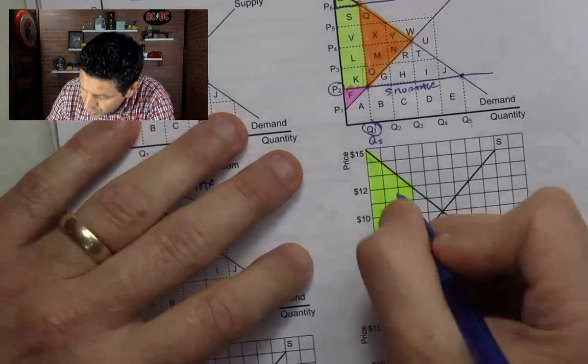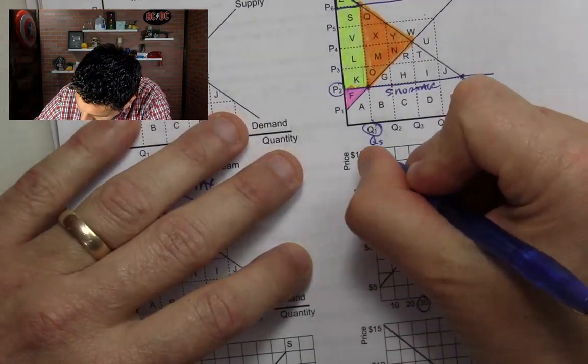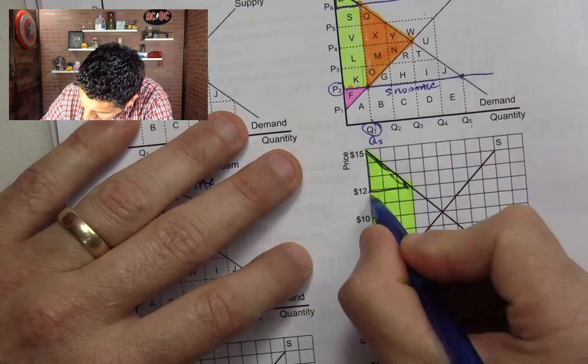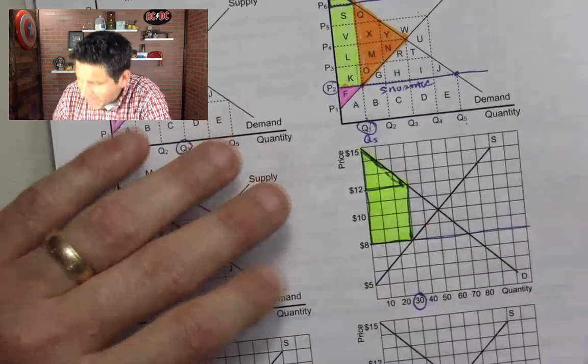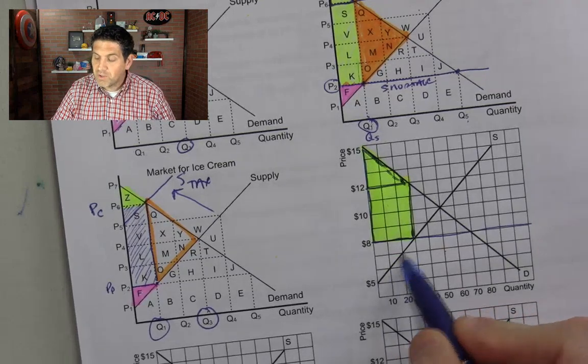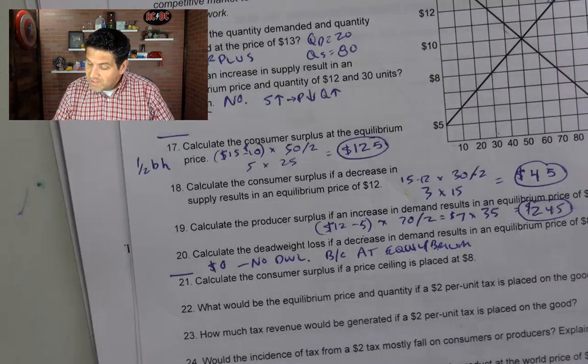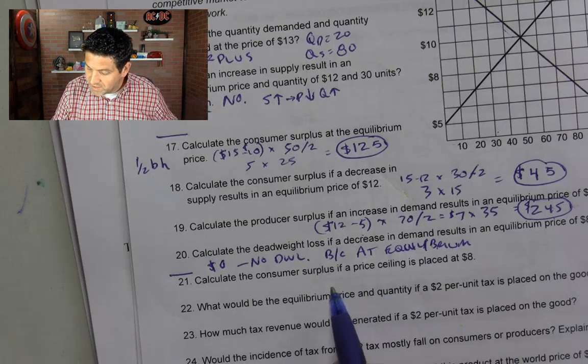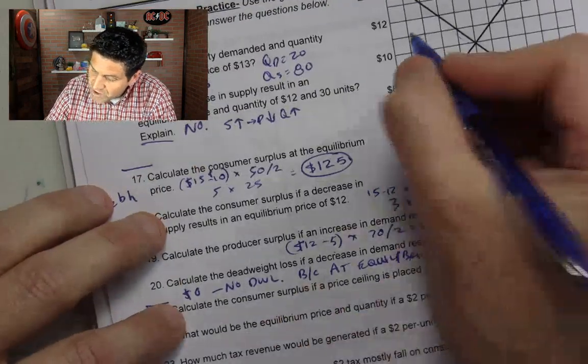Well, it's really just two areas: this triangle here plus this rectangle here. Add those two together and you get your consumer surplus. It'd be a lot easier to calculate the producer surplus, but it didn't ask for that. It's asking for the consumer surplus with that price ceiling. So to get the right answer, first let's go to that little triangle.